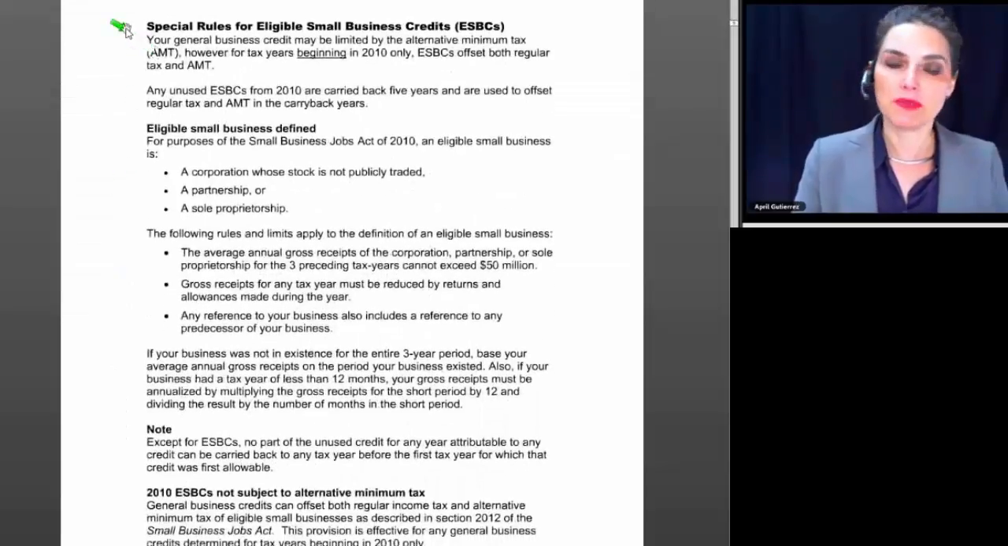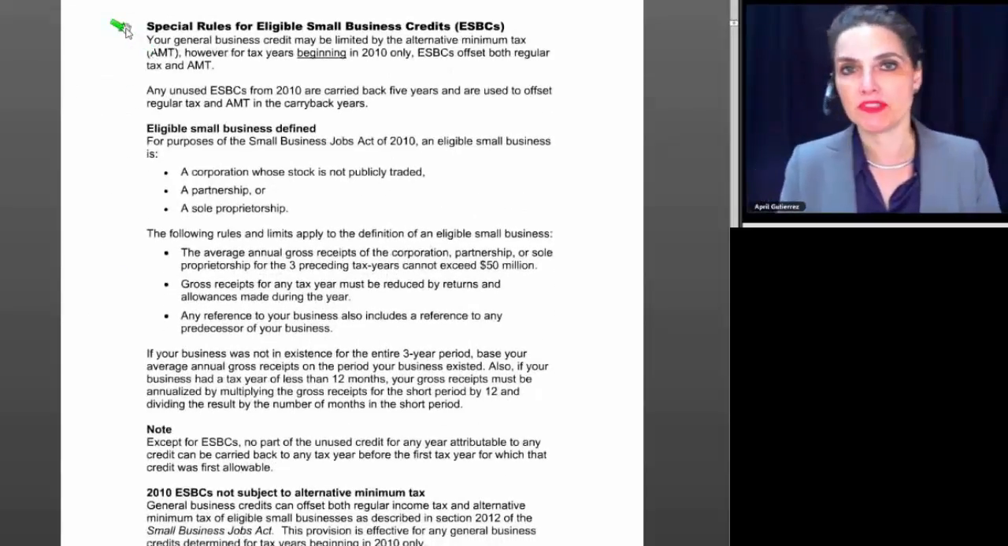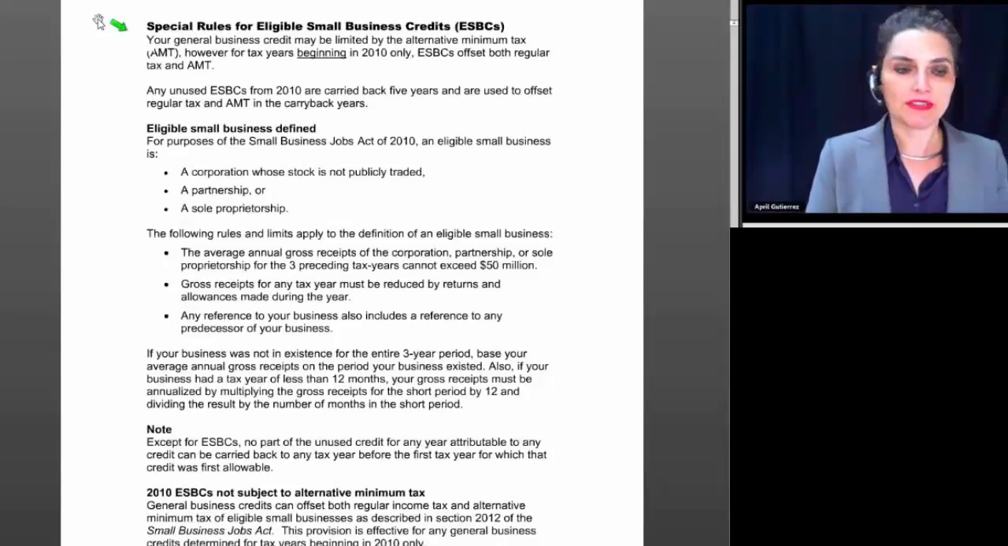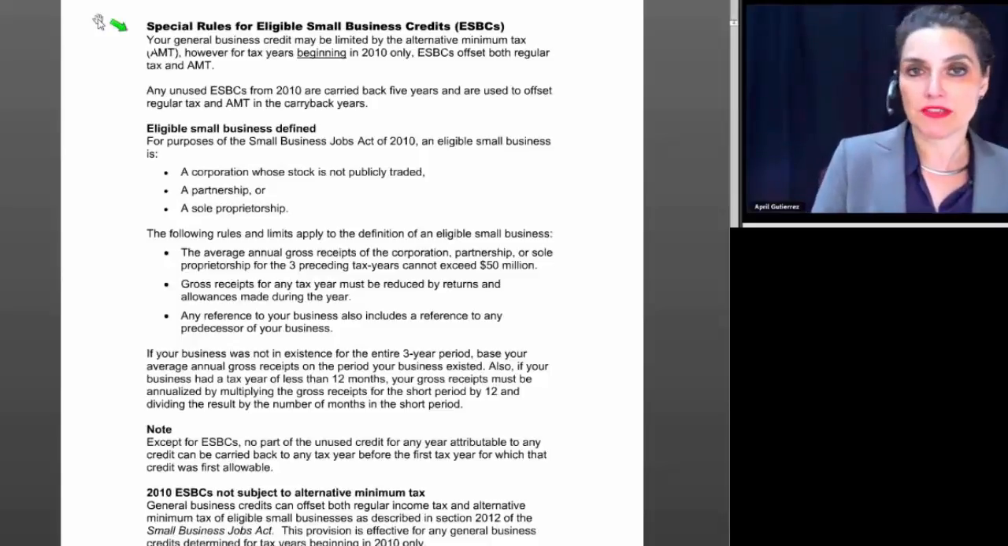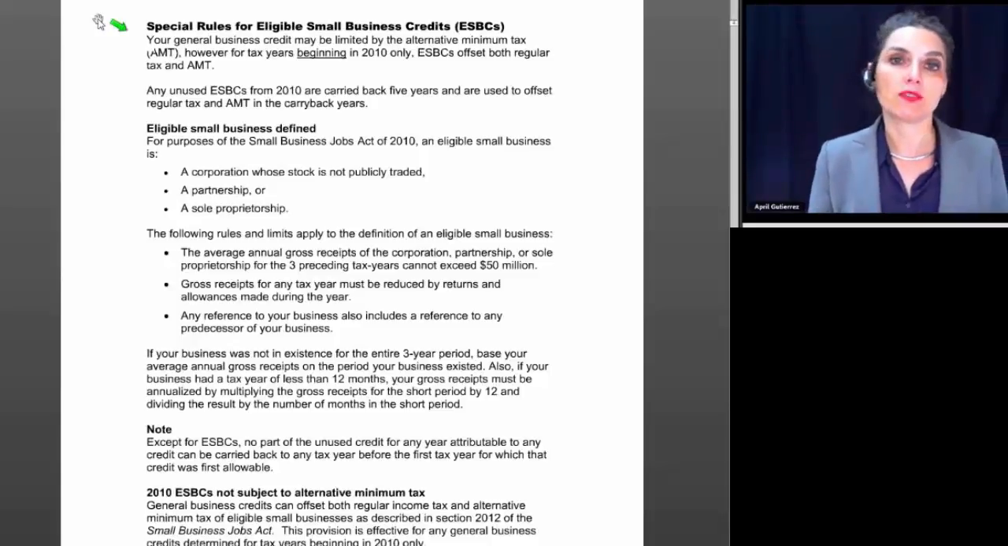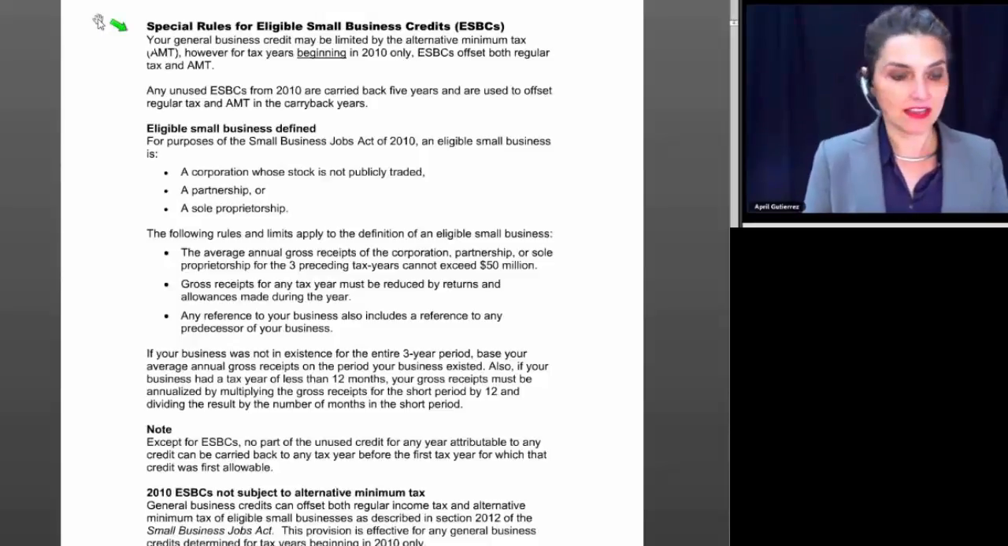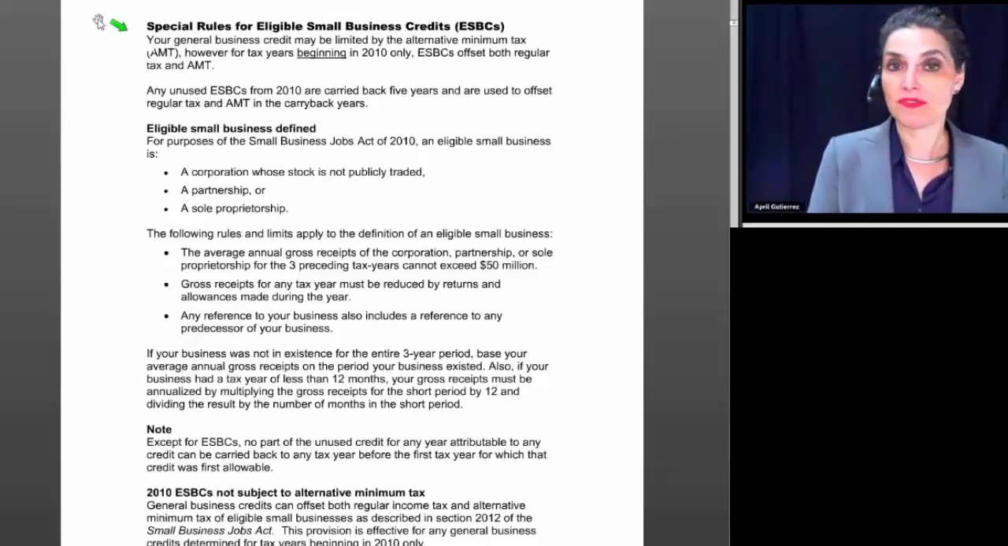Now, there are some special rules for eligible small business credits, and it's kind of a nuisance to even discuss this topic because it applied only to 2010. However, if you have an eligible small business credit that is carrying forward from 2010, you need to be able to recognize what made 2010 eligible small business credits special. And as long as we've got that box on Form 3800 for eligible small business credits, we need to understand what they are.